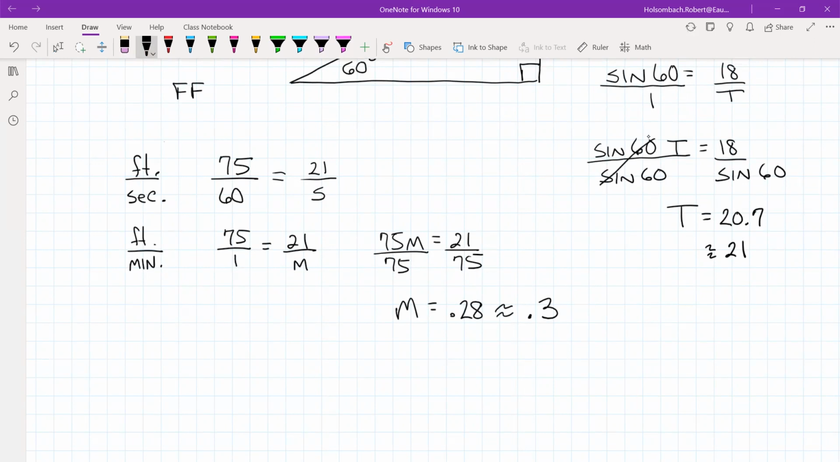The distance that it traveled on the conveyor belt was rounded to the nearest whole number, 20.78 rounded to 21. So be real careful when you're doing that problem tomorrow.